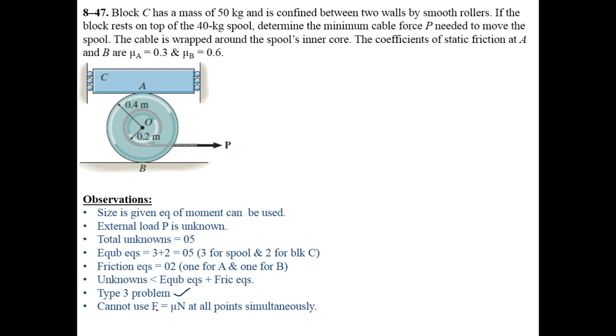This means that we cannot use f equals mu n at all points simultaneously for type 3 problems. Please note this down. That is why I informed you that if you assume this as a type 2 problem, you will end up with wrong results. So I did solve this problem by the type 2 method, and what I get is that the friction force at point A comes out to be 0, and so the normal reaction at point A disappears, that is 0, which is not according to the condition of the problem.